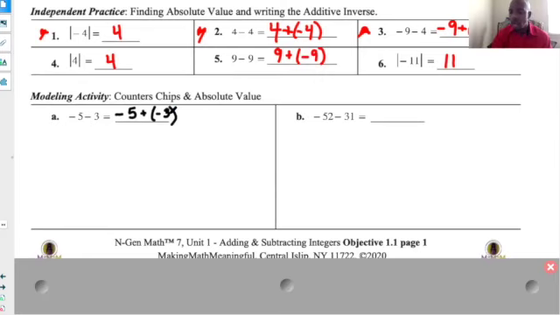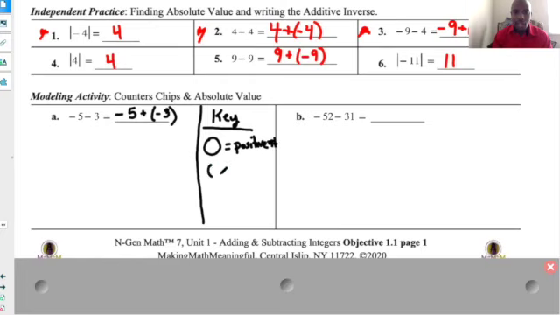Now the way I want to show you is to use the counter chips. In order for me to do that, I want to create a side area as a key, and I'm going to write the word key at the top to indicate that what I'm about to show you will help you discern what we're going to do. We're going to use open circles, and whenever you see an open circle, it represents a positive number.